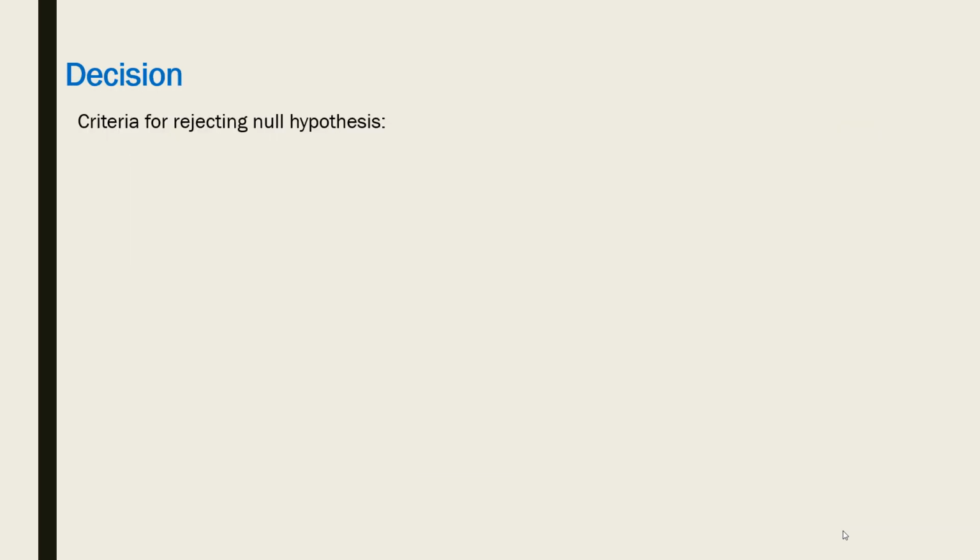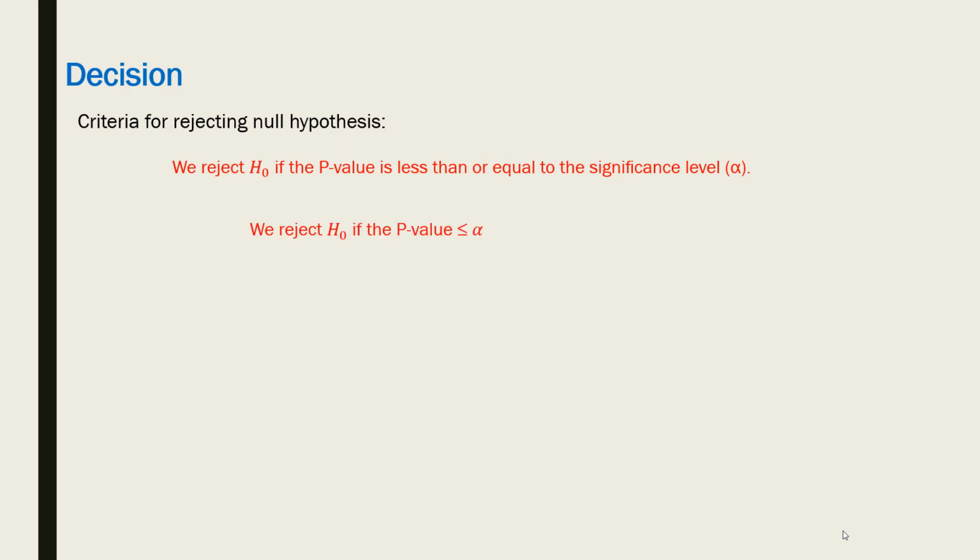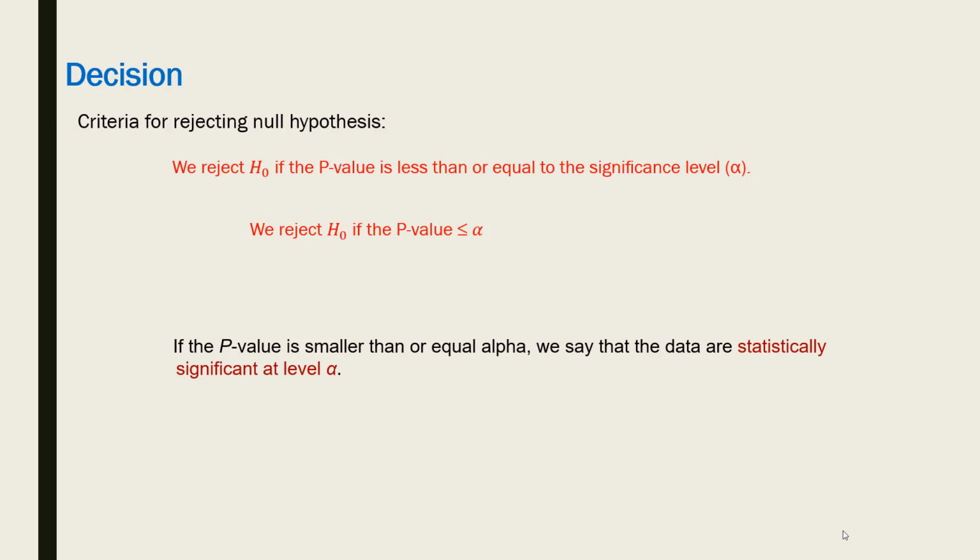Criteria for rejecting the null hypothesis. Now, how do we decide whether to reject or not? We reject H0 if the p-value is less than or equal to the significance level. If the p-value is less than or equal to alpha, then we reject H0. If the p-value is smaller than or equal to alpha, we say that the data are statistically significant at level alpha.